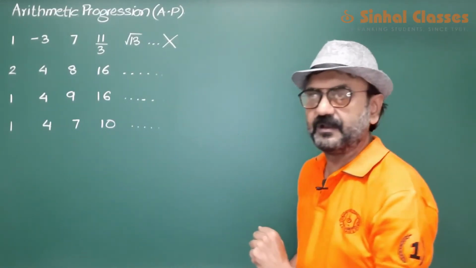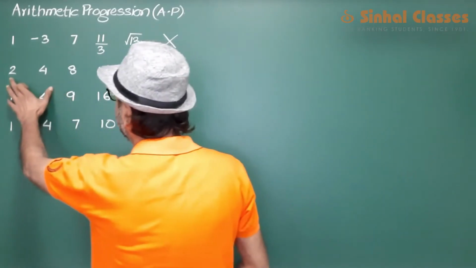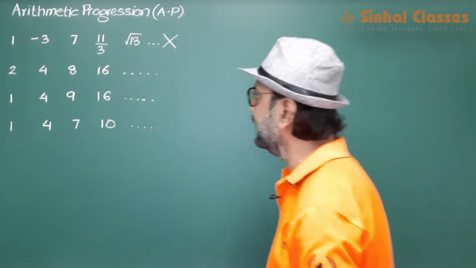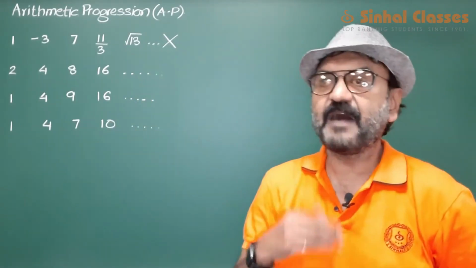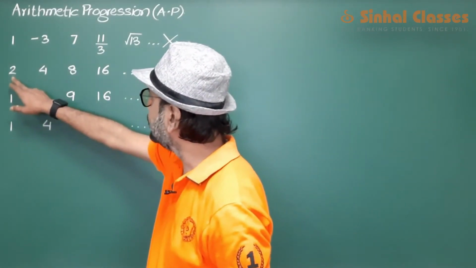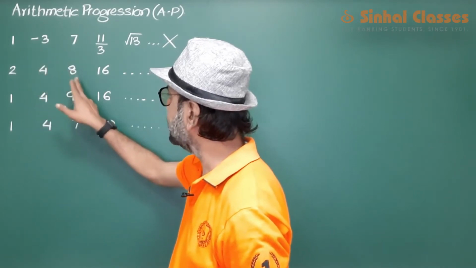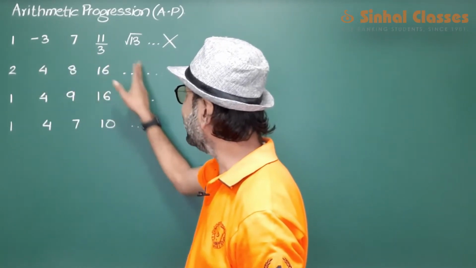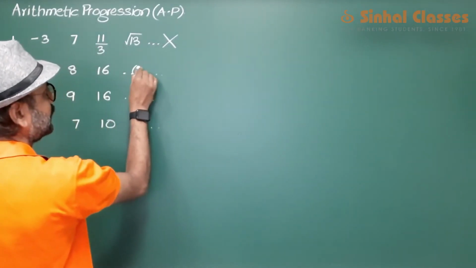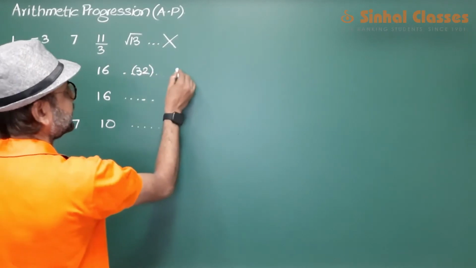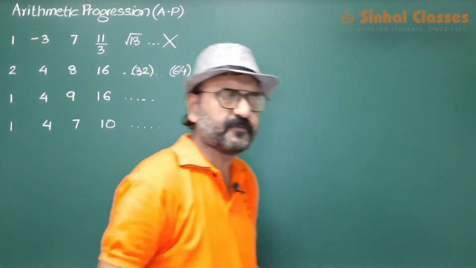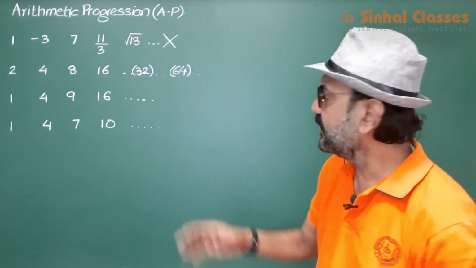Let us take the second example. Now in the second example, we are given 2, 4, 8, 16. If we ask you, children, what will be the number that will come after 16? You'll just look at the numbers and you'll realize that twice of 2 is 4, twice of 4 is 8, twice of 8 is 16. So the next number that should come here should obviously be 32. And the number after that should be 64, and so on: 128, 256, 512, 1024 and so on.